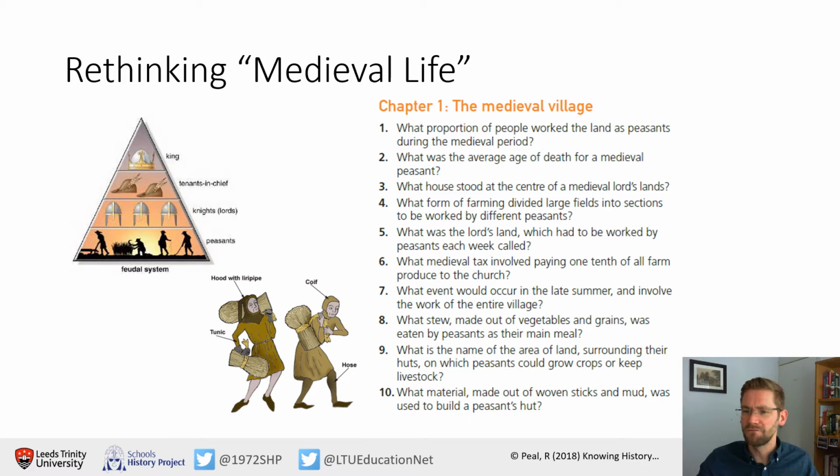What stew made out of vegetables is number 8. What stew made out of vegetables and grains was eaten by peasants as their main meal? Presumably pottage. Okay, I know that. What am I going to do with that information? I could bring it out later at a pub quiz. I might suggest to my teacher in food tech that we make some pottage. I might feed my family some pottage.